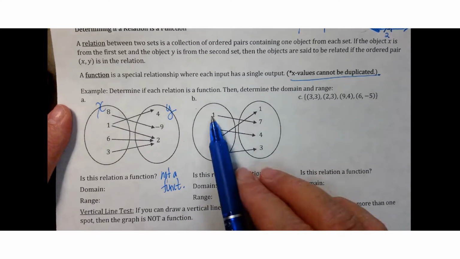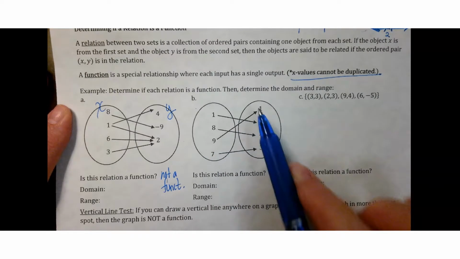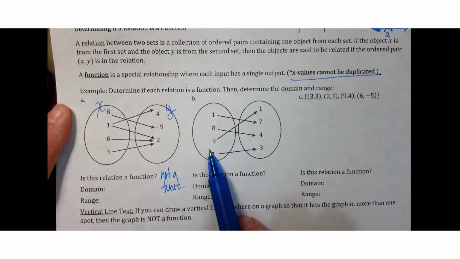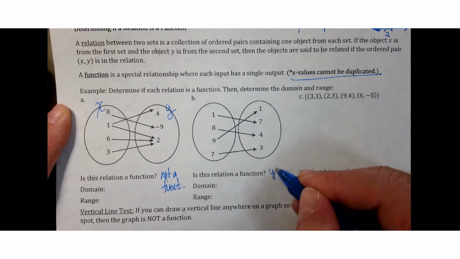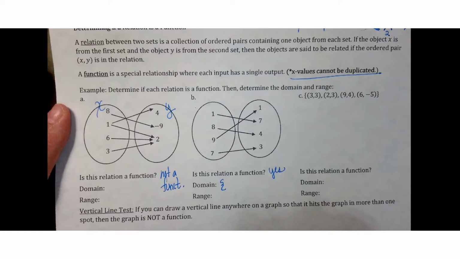I've got 1 paired to 7, 8 paired to 4, 9 to 1, 7 to 3. So none of these X values are repeated, therefore this is a function. And if it is a function, we can list the domain. Now the domain is listed as a set, so we do the little braces, set notation.